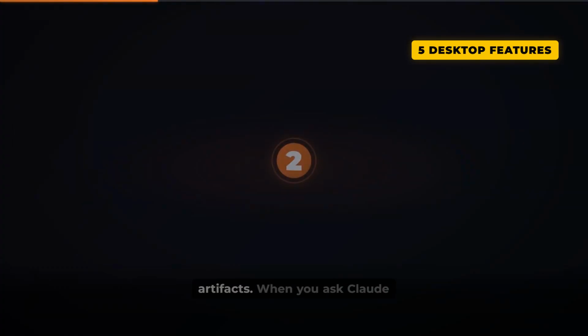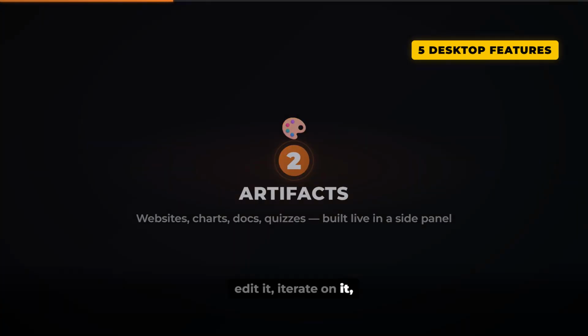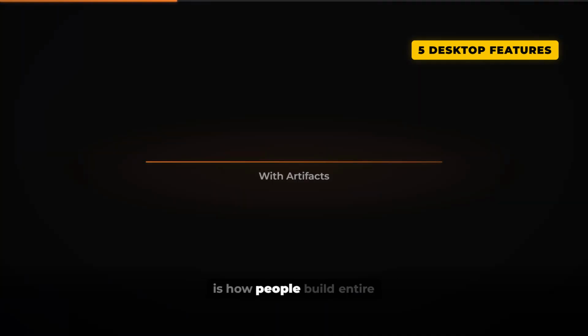Second, artifacts. When you ask Claude to build something, a website, a chart, a document, a quiz, it appears in a side panel. You can interact with it in real time, edit it, iterate on it, download the final version. This is how people build entire web apps in minutes without writing code.